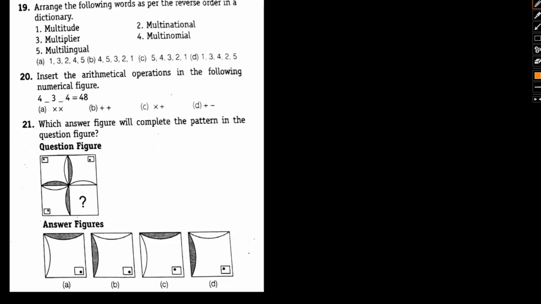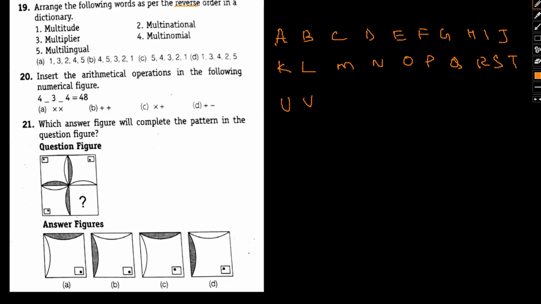Arrange the following as per the reverse order in the dictionary. Okay, number 19. Since it's an order of the dictionary, we need to do this in reverse order. That is, the word which will come in last should be placed first. Okay, so before we go ahead and solve this, let us first write down all the alphabets: A, B, C, D, E, F, G, H, I, J, K, L, M, N, O, P, Q, R, S, T, U, V, W, X, Y, and Z.